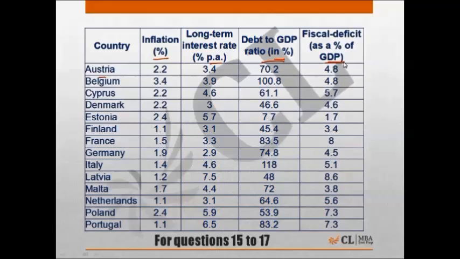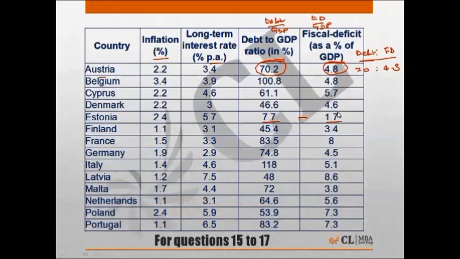So debt and GDP both are given as percentage of GDP. Because debt upon GDP and fiscal deficit upon GDP is given, I can also say debt is to GDP if fiscal deficit is also given. For example, I can say the ratio of debt of Austria to fiscal deficit of Austria will be 70 is to 4.8, because this is nothing but 70% of GDP and this is 4.8% of GDP. Similarly, if you look at Estonia, the ratio of debt to fiscal deficit will be 7.7 is to 1.7.